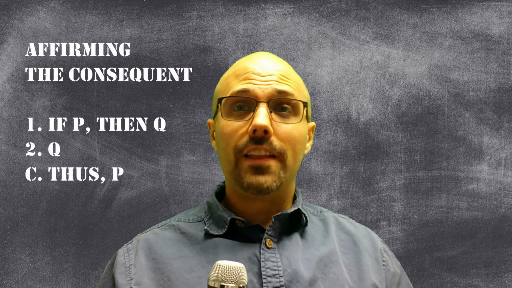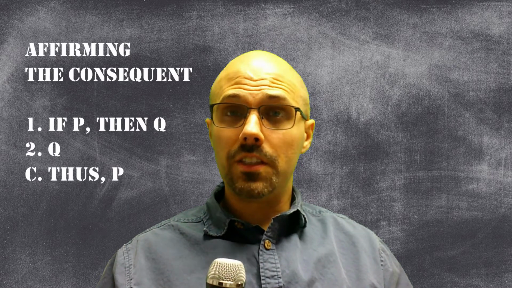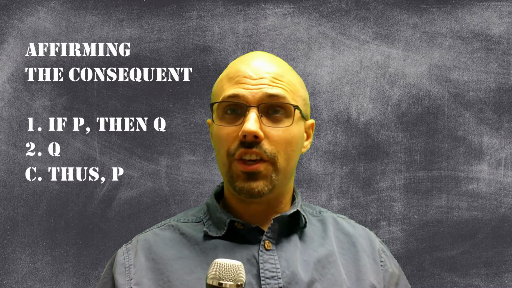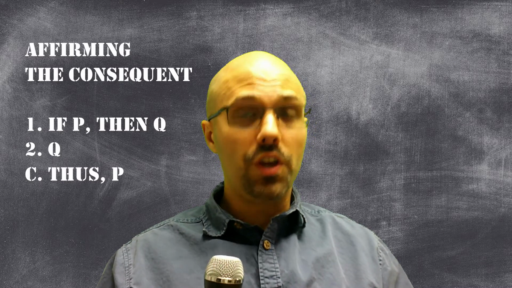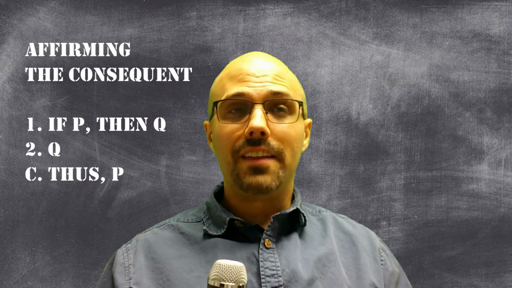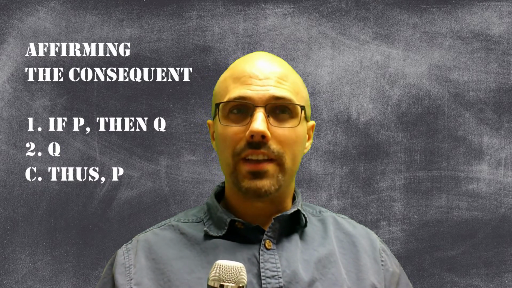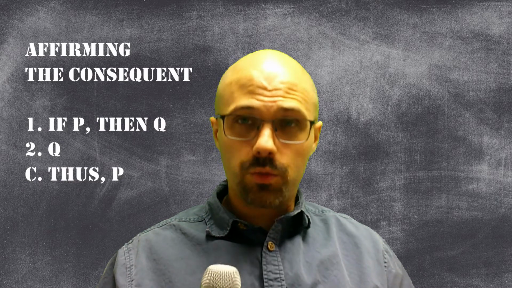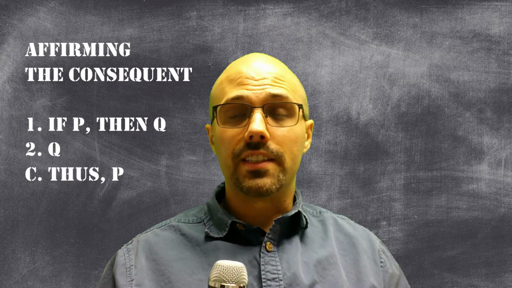A similar logic explains the two invalid forms that we're going to look at. The first invalid form is called affirming the consequent. Here it is in formal terms. If P, then Q. Second premise, Q, the consequent. Then P. Why is this affirming the consequent? Because we're saying Q is true, we're affirming that the consequence of the conditional sentence is true.